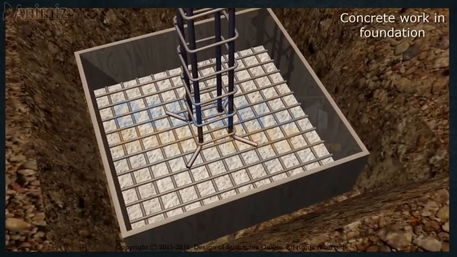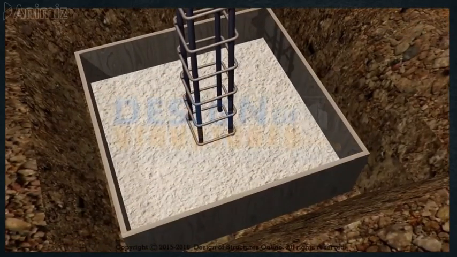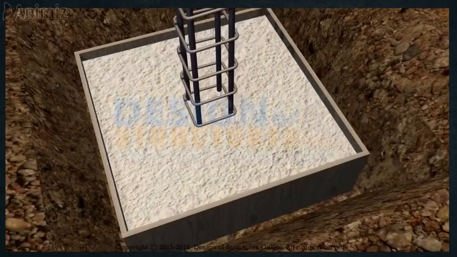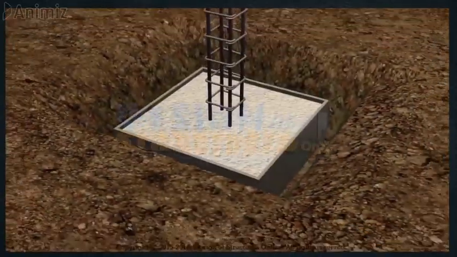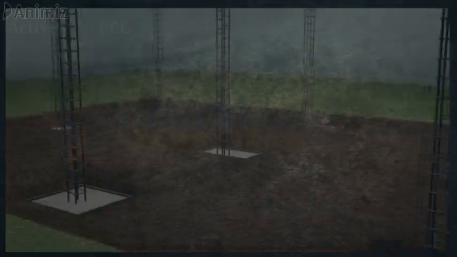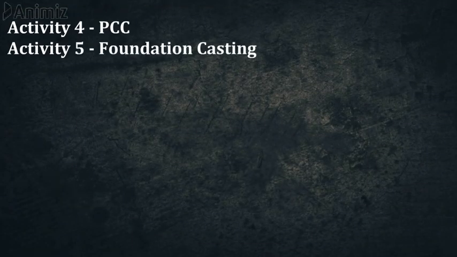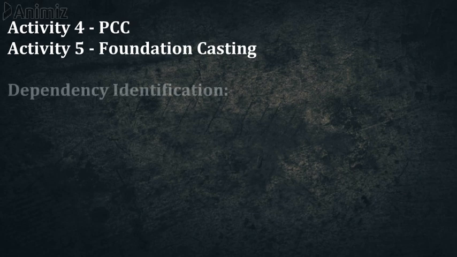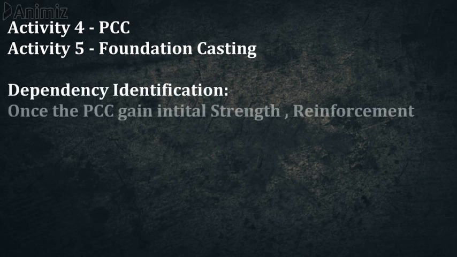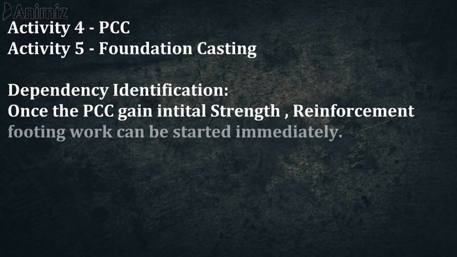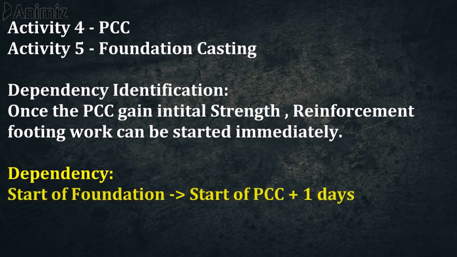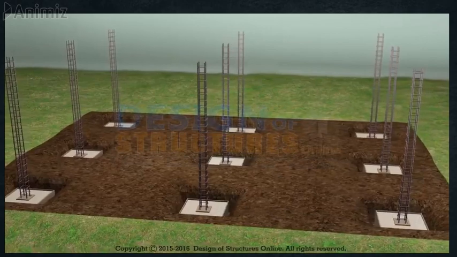Concrete work in foundation. A foundation is a poured concrete pathway that is used to spread the weight of the building from the foundation to the soil. Now what do we do after PCC? It's a foundation casting. Again the question arises, how is foundation casting dependent upon the PCC? Once the PCC gains initial strength, reinforcement of footing can be started immediately. So we can say the start of a foundation depends upon the start of a PCC.